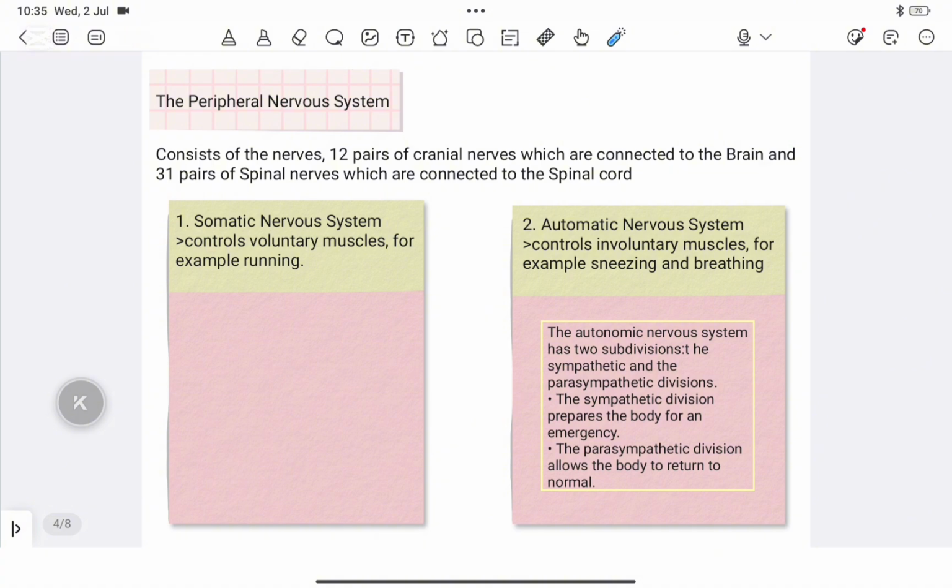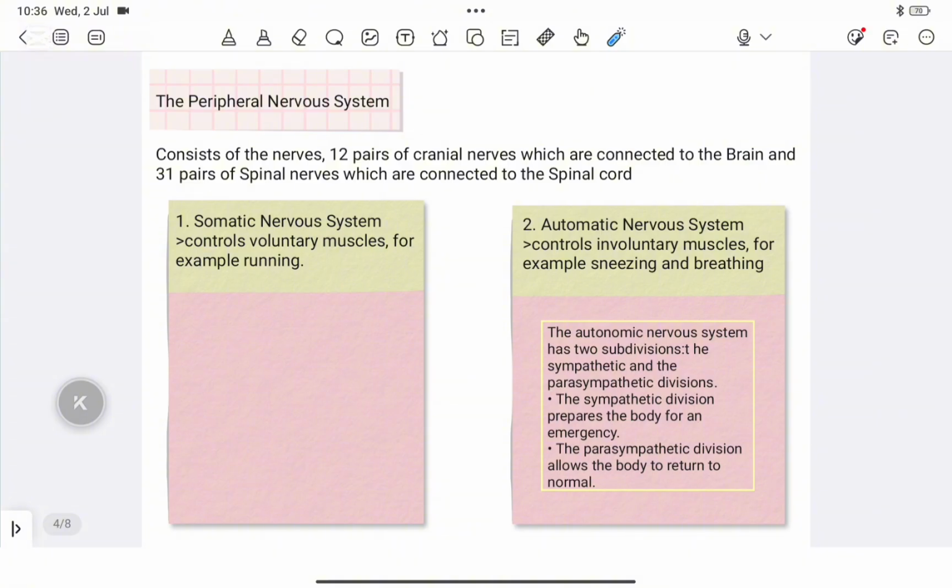Then we have number two, automatic nervous system. Remember, automatic, your brain does it for you, meaning it's involuntary. So this part controls the involuntary muscles. For example, sneezing, breathing, your heart beating. You do not control all of that, even your blinking. Okay? Then the automatic nervous system has two subdivisions. Sorry for the typing error there. It's called the sympathetic and the parasympathetic divisions.